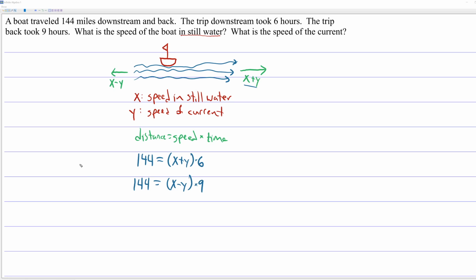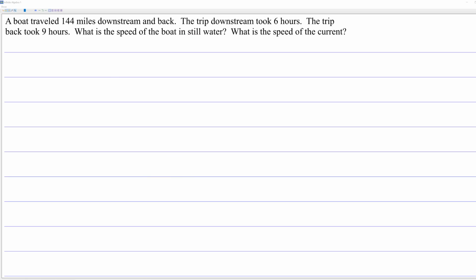So here are the two equations for our system. Go to your calculator, solve the system. We could solve it by hand, but again, the purpose of these questions is really to interpret the word problem properly. All right, we have one more example to do.